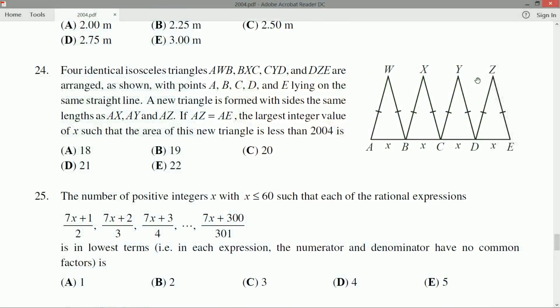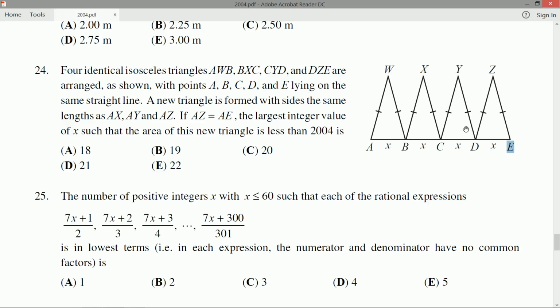Already, I'm starting to think, how are we going to calculate this AX, this AY, and this AZ? Probably heights and some right angles, because these are isosceles, so altitudes are right angles, and they go straight through the middle. Anyway, AZ is equal to AE, so we've got another sneaky isosceles triangle here, and because angle E is common, I believe it'll have to be similar to all these guys.